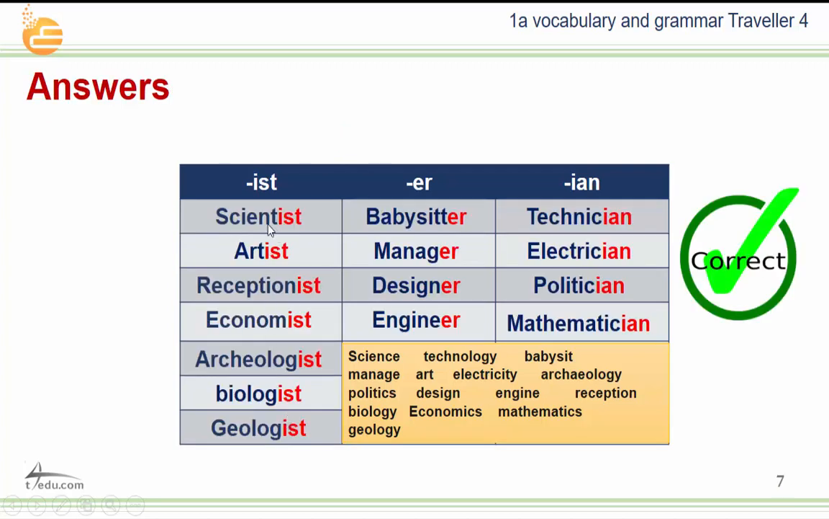Again, scientist, artist, receptionist, economist, archaeologist, biologist, geologist. Occupations in -er: babysitter, manager, designer, engineer. Occupations ending in -ian: technician, electrician, politician, and mathematician.